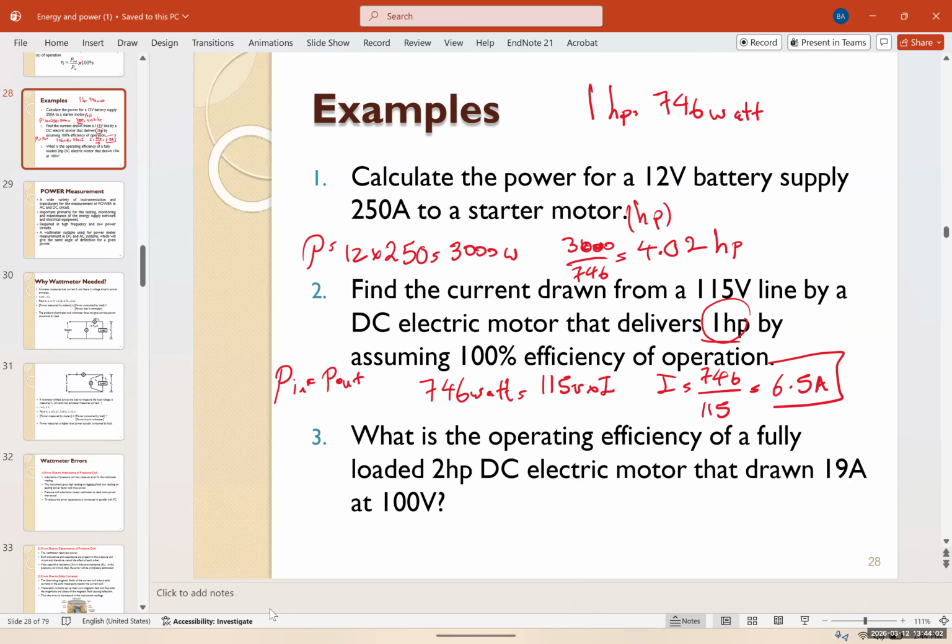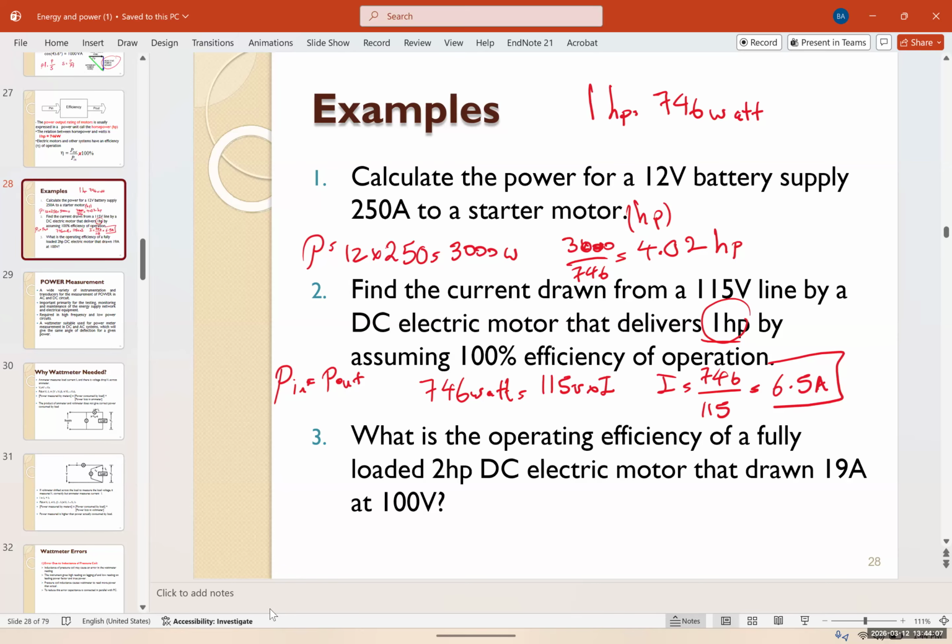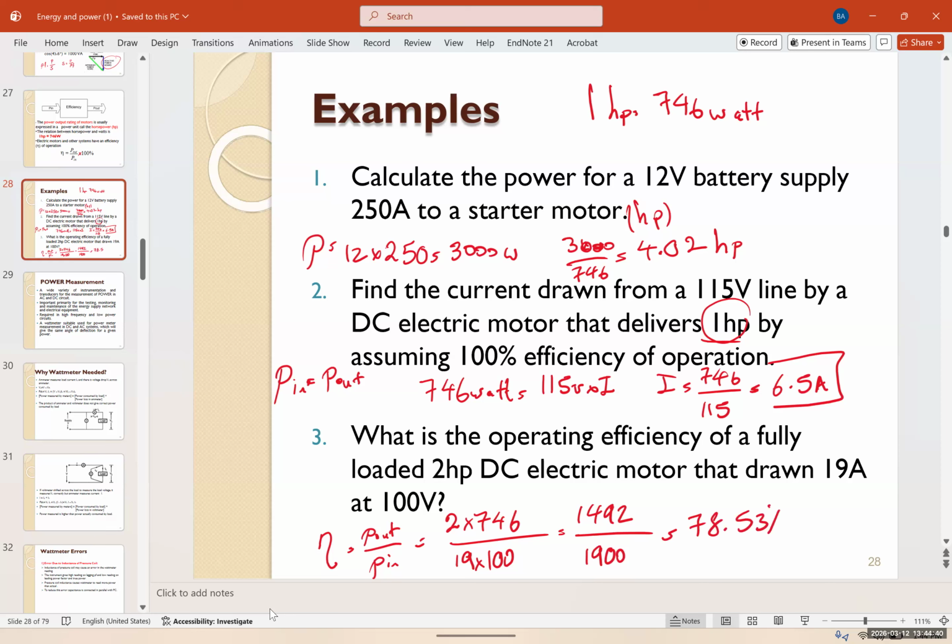Now the second one, we want to find the efficiency. To find the efficiency, we need the output power over the input power. The output power is 2 horsepower, so 2 times 746, which gives us 1492. The input power is 19 times 100, so 1900. 1492 over 1900 is 78.53%.